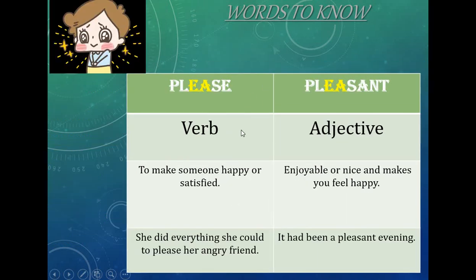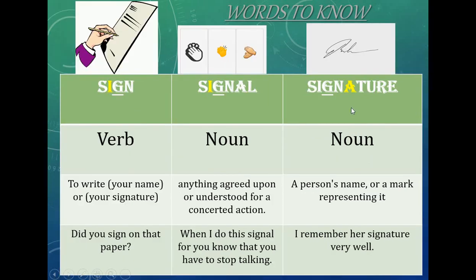Please as a verb means you are making someone happy or satisfied. Pleasant as an adjective talks about what is enjoyable, or the nice time or nice things that happen to you that make you feel happy. Signature is your name or your mark that represents you. It is a noun. When you draw it, you sign it, so the verb is sign. And signal is anything agreed upon to do an action if you're playing with your friend or doing any action with other people.